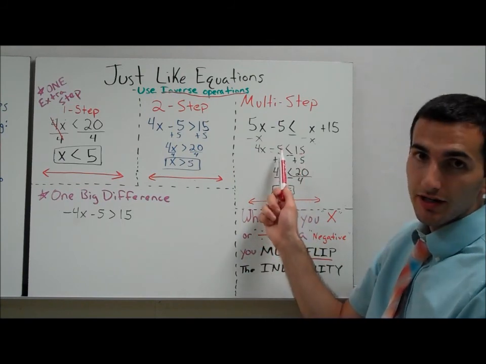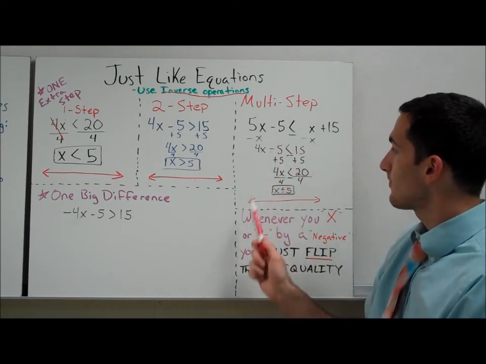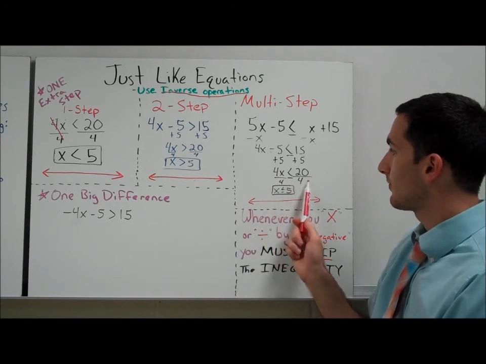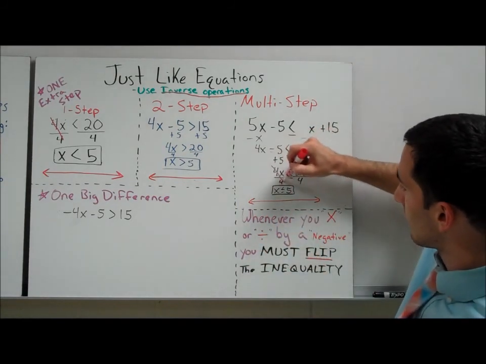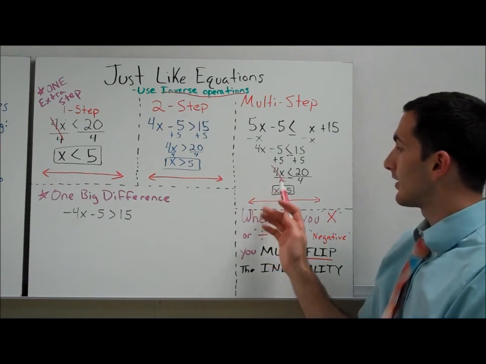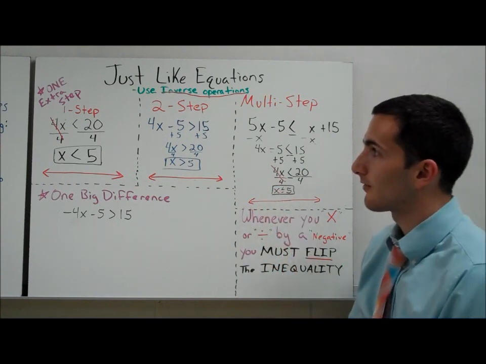Next thing I'm going to do is get rid of my constant. I'm going to add 5 to each side. And I'm going to get 4x is less than or equal to 20. And my last thing is to cancel out that 4, my coefficient. And I get x is less than or equal to 5.